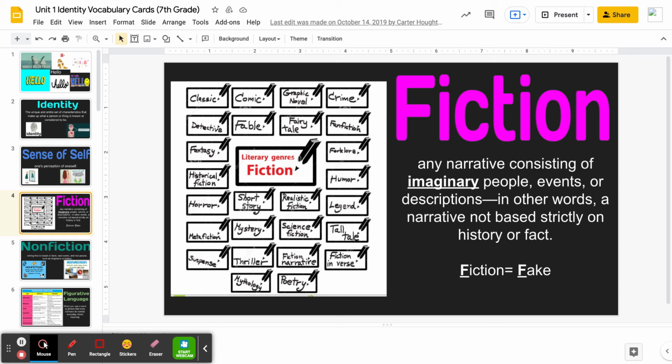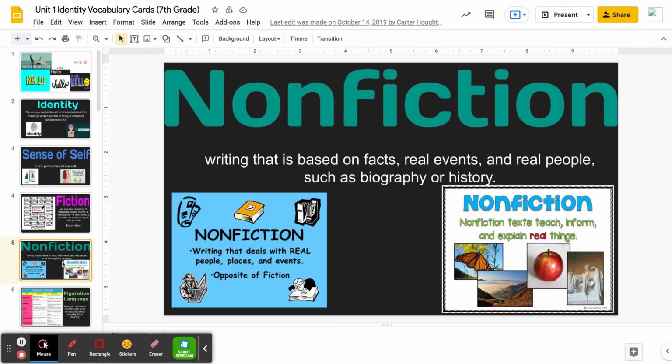The next word is fiction. Fiction is any narrative consisting of imaginary people, events, or descriptions. In other words, a narrative not based strictly on history or fact. I always tell kids to think about F for fake and F for fiction. That helps me remember which one is fiction and which one is nonfiction. So fiction is made up or fake books, novels, even TV shows, anything like that that is made up, not true stories, is fiction.